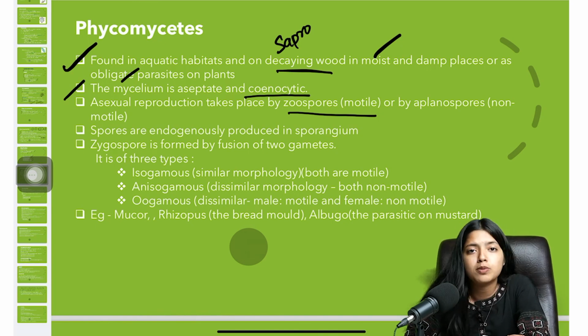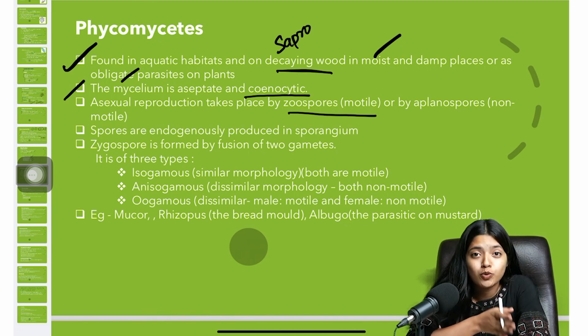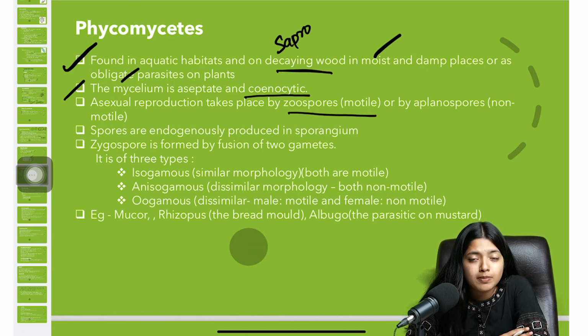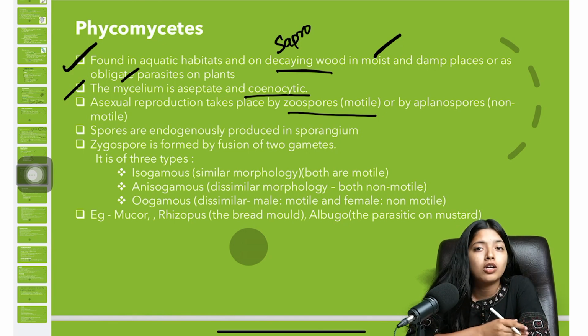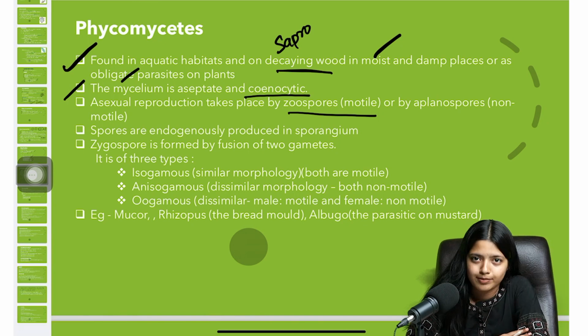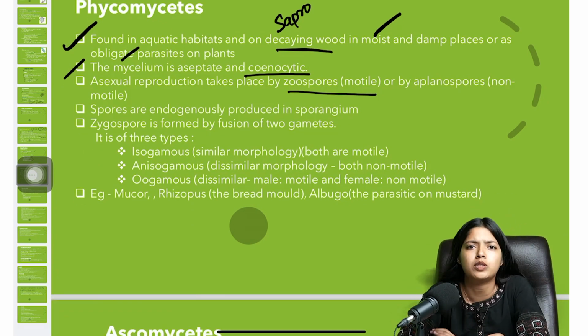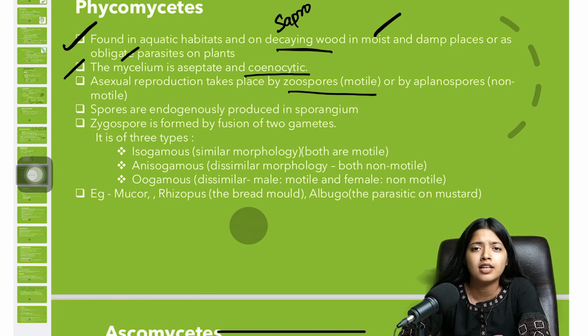Or by aplanospores, but aplanospores are non-motile spores. So zoospores are motile spores and aplanospores are non-motile spores. Asexual reproduction is by motile zoospores or non-motile aplanospores. These terms are important, you will have to learn them. Memorize them, it's easy. Zoospores and aplanospores are seen in phycomycetes. These are the spores that help in asexual reproduction. Zoospores are motile, aplanospores are non-motile.